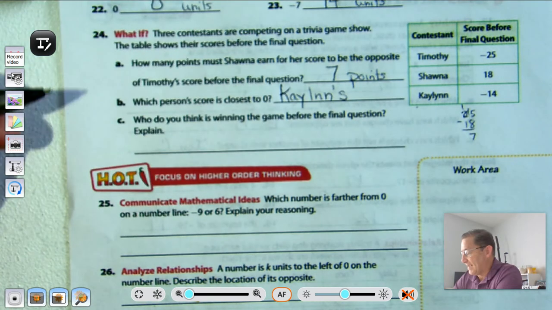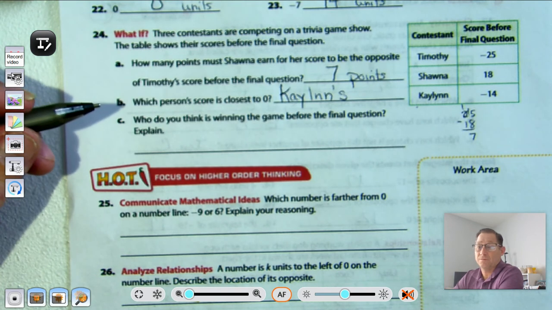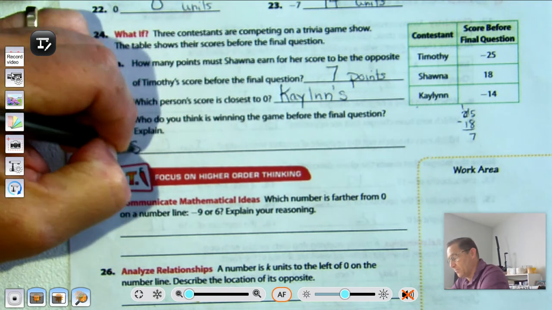Who do you think is winning the game before the final question? Well, Shauna's the only one with a positive score.